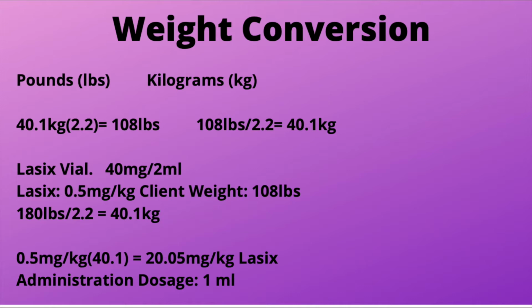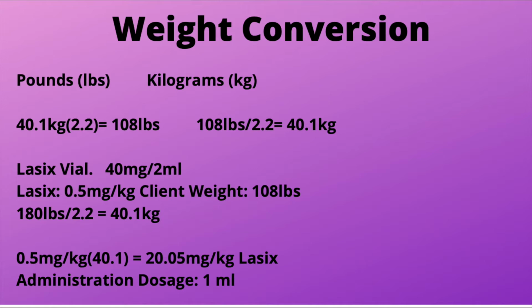So whenever you give a medication or an herb, you want to make sure that the medication or the herb is matching the metrics of the client's weight. So in this case, we're giving the Lasix at 0.5 milligrams per kilogram. So we need to base this amount of dosage on the client's weight in kilograms. So now that we know that young Herbal's weight in pounds is 108, we need to get it back to kilograms. And if we look at the example at the top, again, we take the 108 pounds and divide it by 2.2, which gives us 40.1 kilograms.